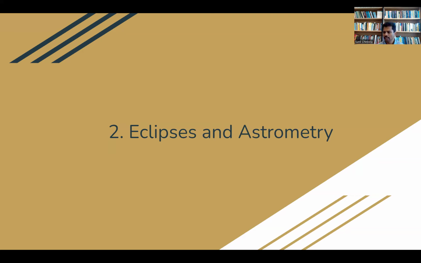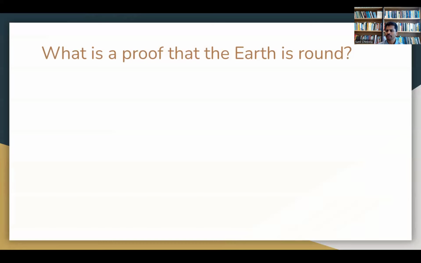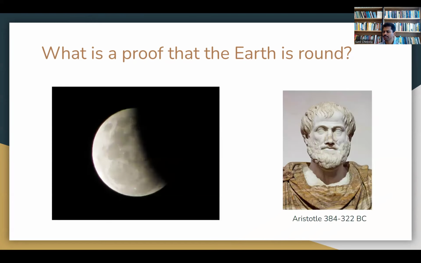Now let's move on to eclipses and astrometry, which is the science of measuring distances, positions, and velocity in the universe. Let me start with a very basic question: what is the proof that the Earth is round? We all know that the Earth is round, but what is the proof? There are many proofs out there, but the first and perhaps the most elegant and compelling proof comes from eclipses. And this time it's a lunar eclipse.